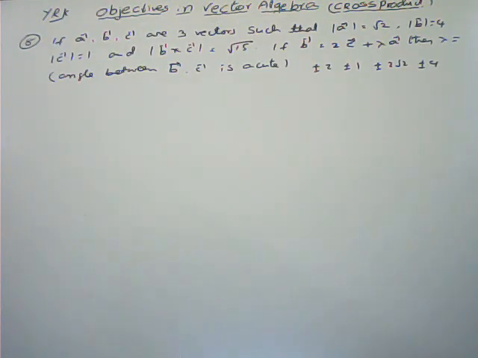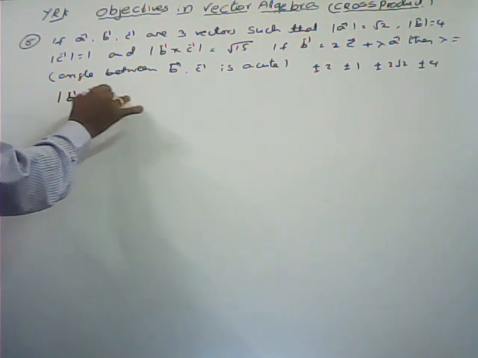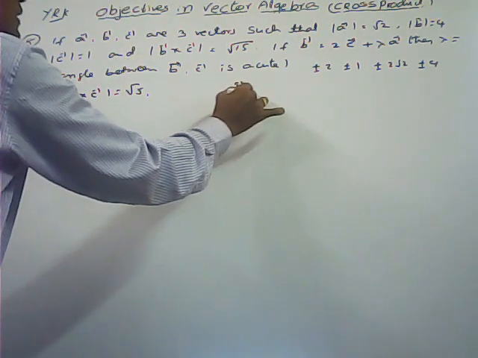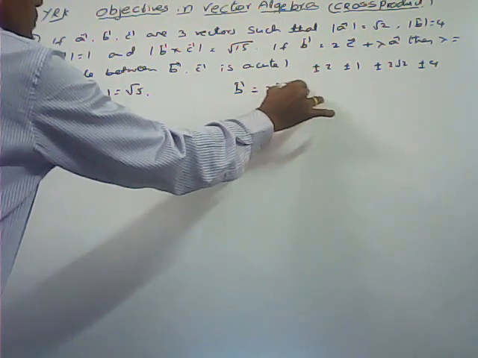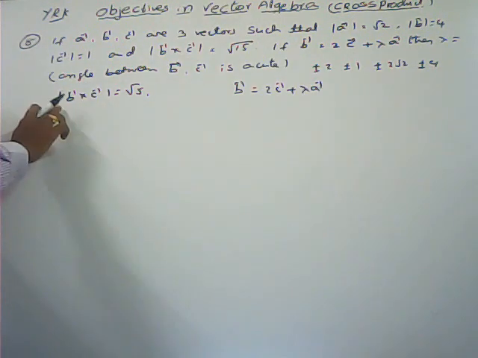A bar, B bar, C bar are 3 vectors such that modulus of A bar equals root 2, modulus of B bar equals 4, modulus of C bar equals 1, and modulus of B bar cross C bar equals root 15. And B bar is equal to 2 C bar plus lambda A bar. Their magnitudes are also given.